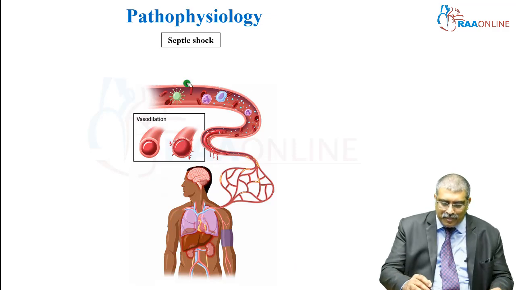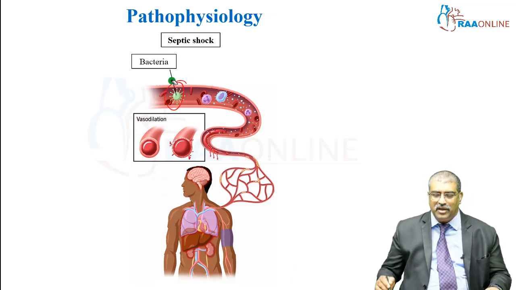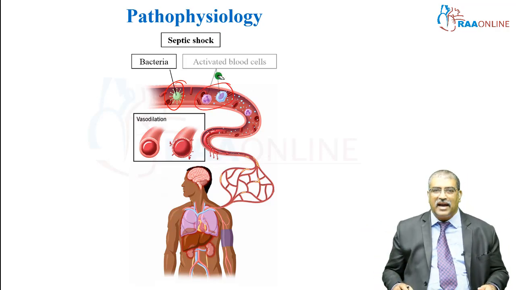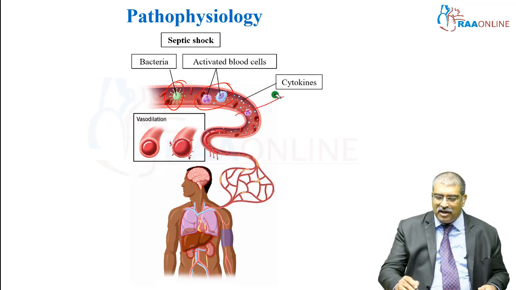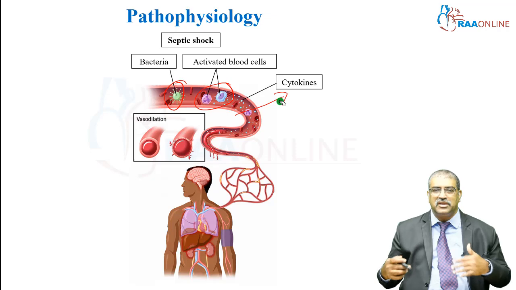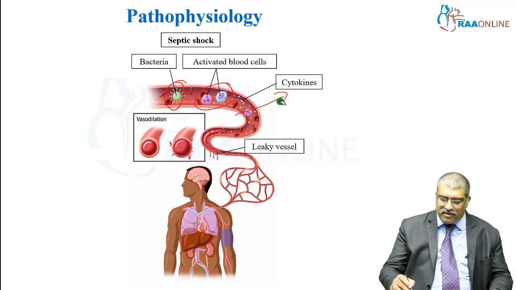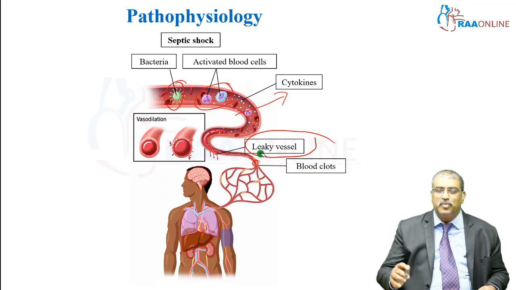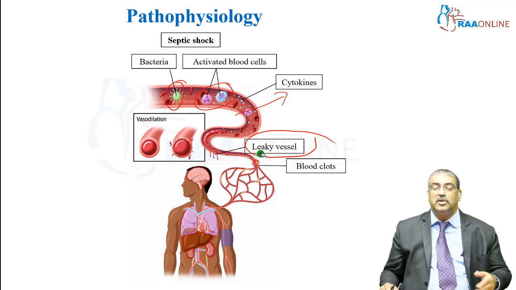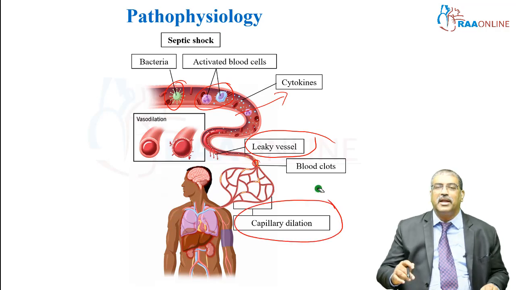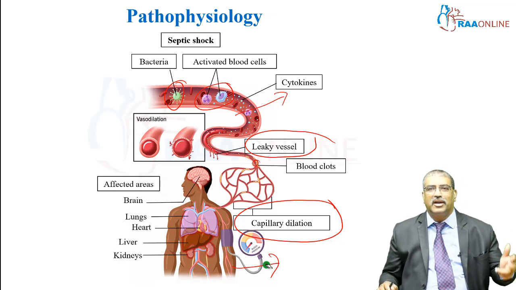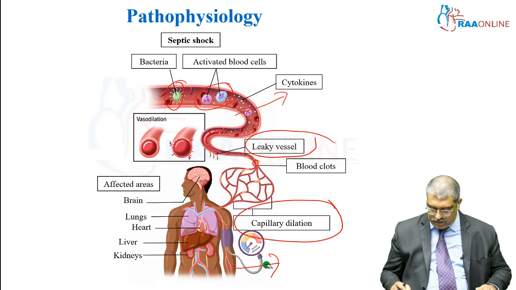So you have a pathogen, let it be bacteria or something. Your cells get activated, your WBC and macrophages get activated and they release the inflammatory mediators, cytokines, interleukins, everything gets released, and these inflammatory mediators cause leaky vessels and there can be small blood clots which lead to thrombosis where platelets play a major role, and there is widespread capillary dilatation which leads to hypotension and your organs, brain, lung, heart, liver and kidney will be affected.